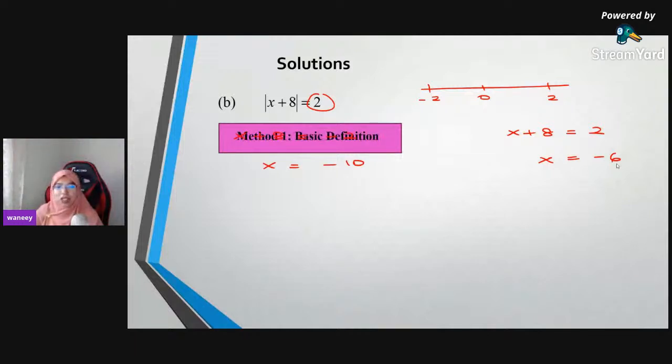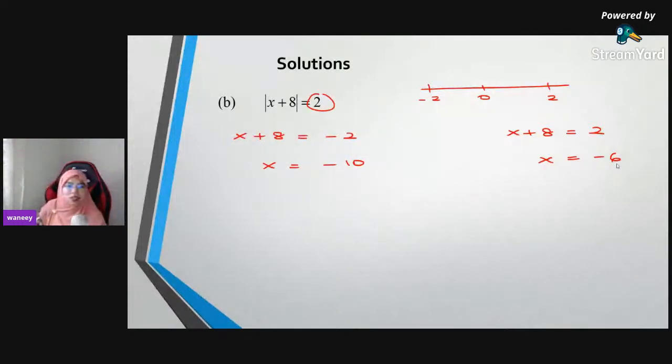Oh, habis dia conteng atas saya punya kertas. So begitulah. Okay, so siap B. So now, your turn. I'll give you a few minutes to do C. Okay, so for C, I'll give you around 2 minutes.